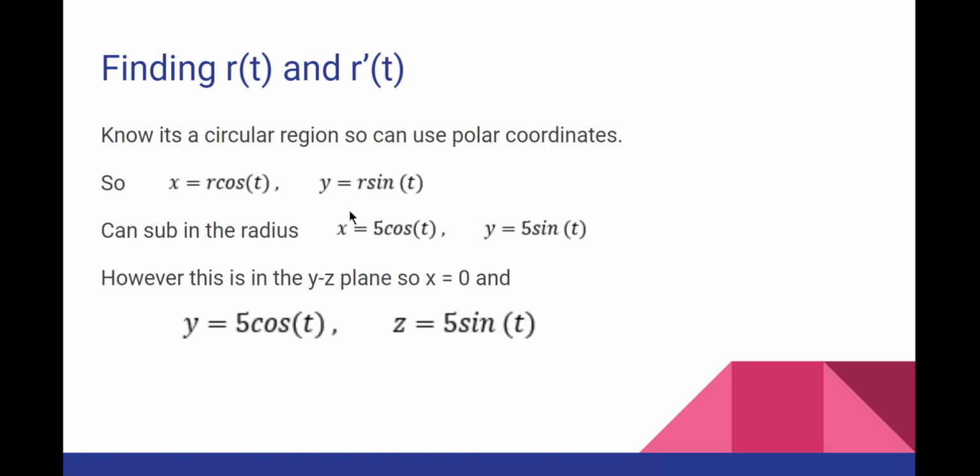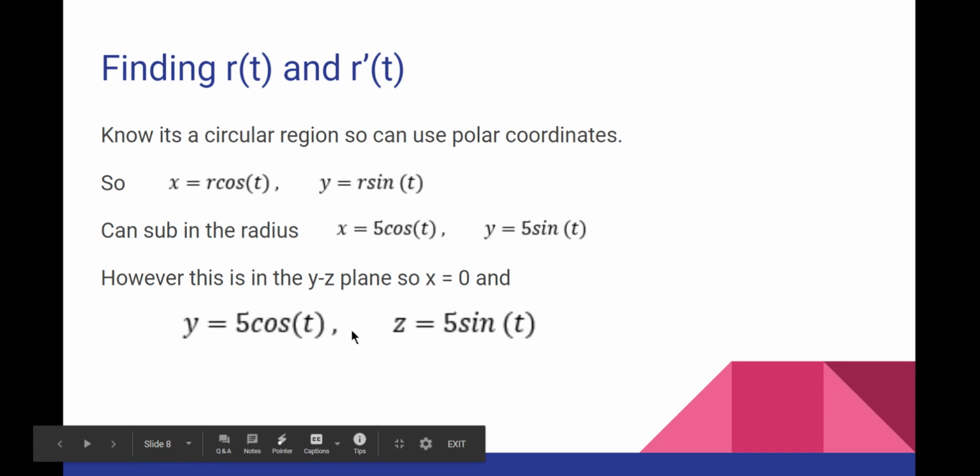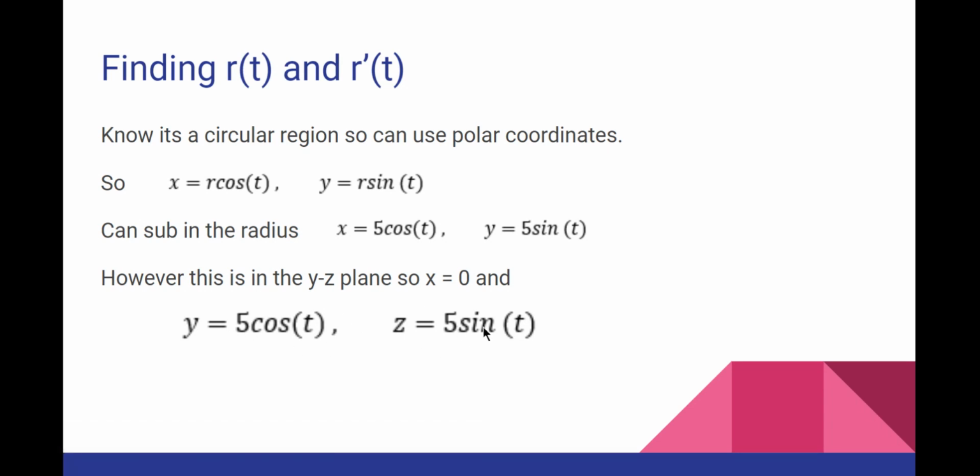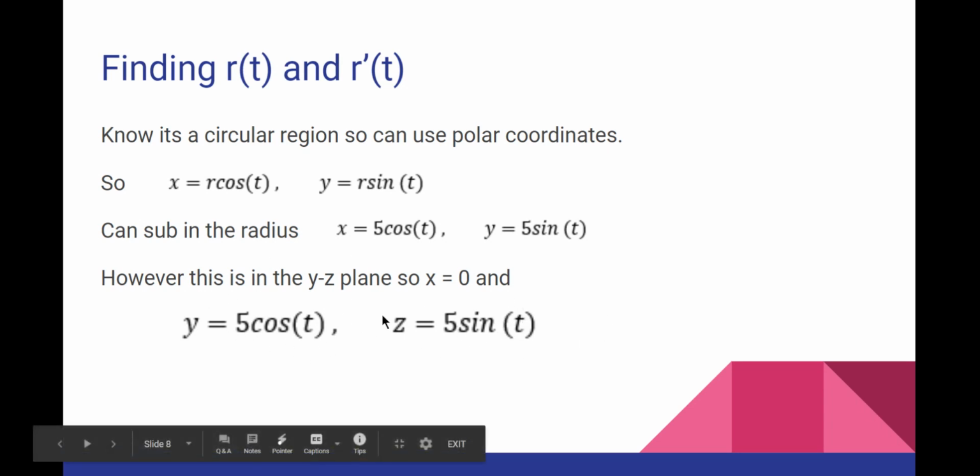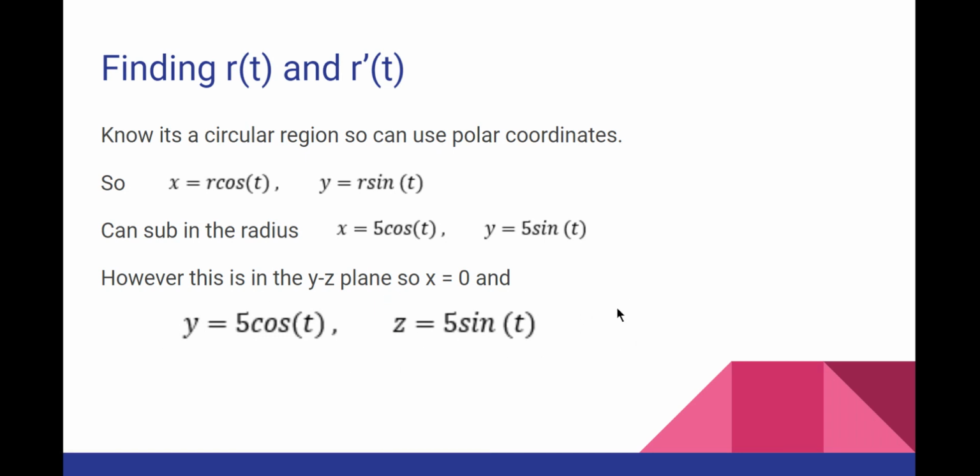Normally, if we are in an xy plane, x can be written as r cos t and y as r sin t for circular coordinates. But since we're in a yz plane, y will be r cos t and z will be r sin t. And where the radius is 5, we end up with these two equations. And x will be 0.